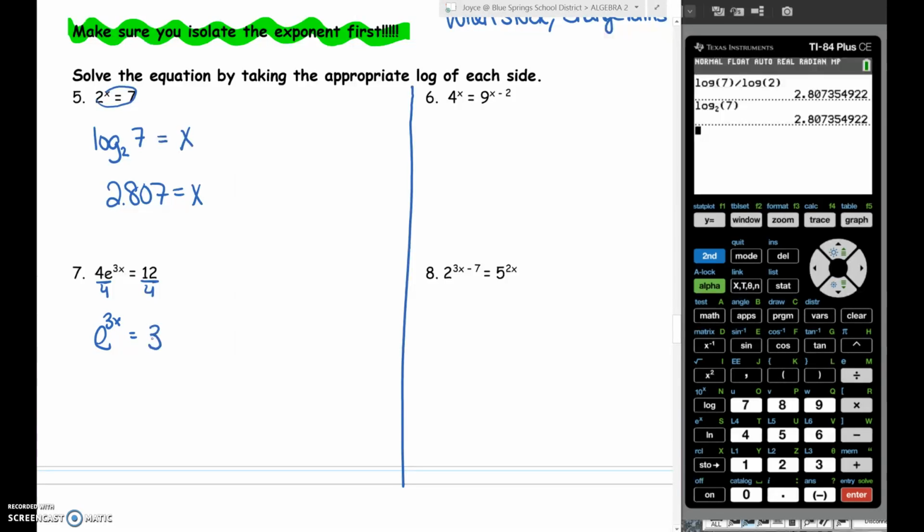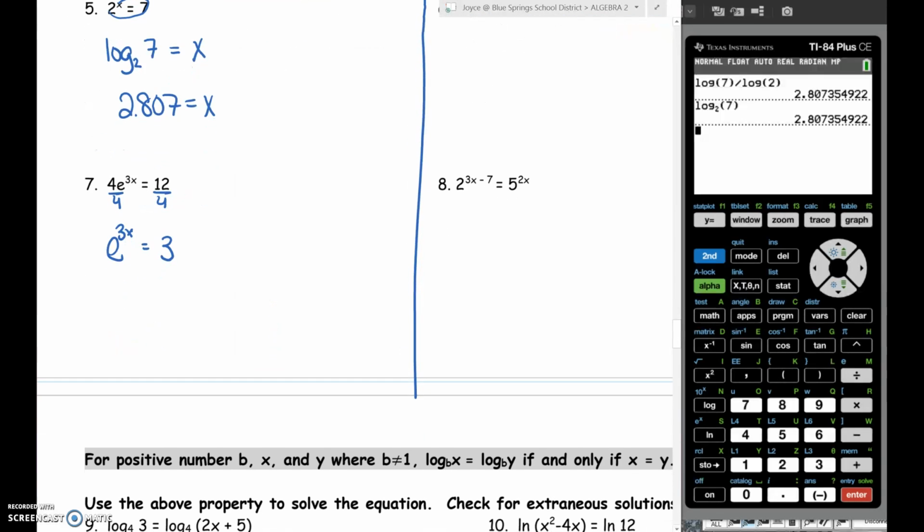We are now stuck. X is in the exponent, and we're stuck. So we change forms. Woo! Log base E of 3 equals 3x.